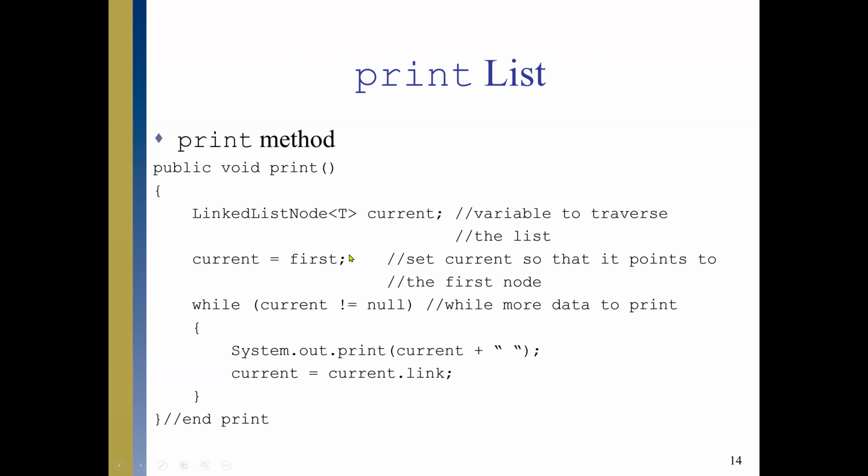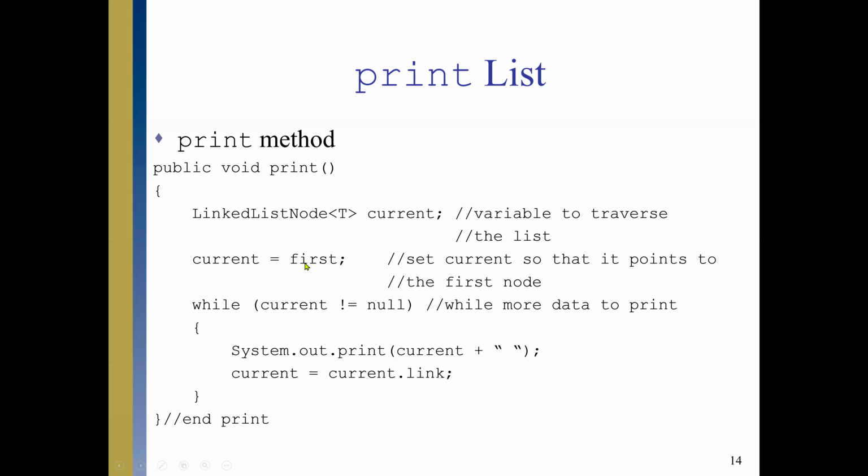Then next, we set the current to the first. So we are starting from the beginning. First is our special pointer that points to the first element in the linked list. Now, if we use the first to move through the linked list, then every time we pass a node, we are going to lose it. So we want that not to happen. So now we are going to use the current.